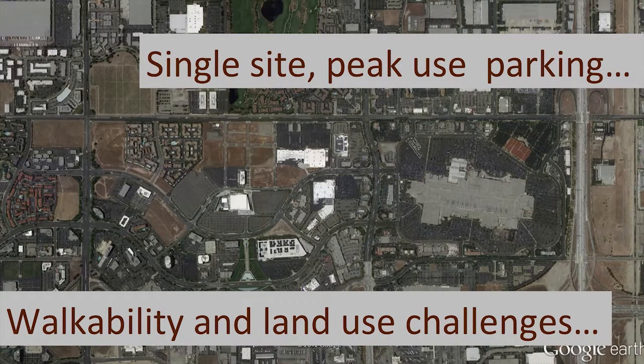This is an image of Ontario and Rancho Cucamonga, California. It shows a shopping mall, and it shows other land uses in the typical pattern of the suburbs. This area has single-site peak use parking. In other words, each site is designed to accommodate the highest possible parking demand at the highest possible time of the year. And the result is significant walkability and land use challenges.